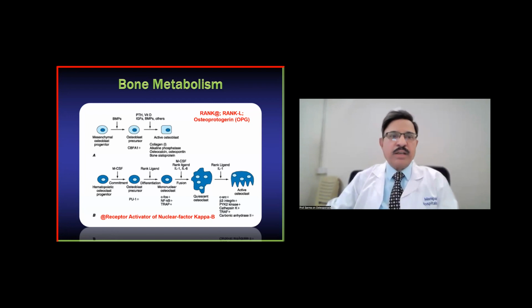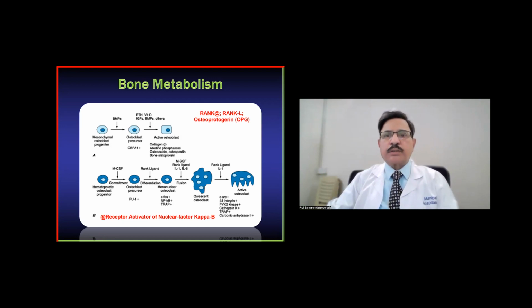The first thing is the mesenchymal osteoblast progenitors. They are acted on by the BMPs and then osteoblast precursors are formed. These osteoblast precursors are activated by PTH and vitamin D and other factors, and they become active osteoblasts. These active osteoblasts produce collagen, alkaline phosphatase, osteocalcin, osteopontin, and bone cellular proteins. These are all the ingredients of the osteoblast.